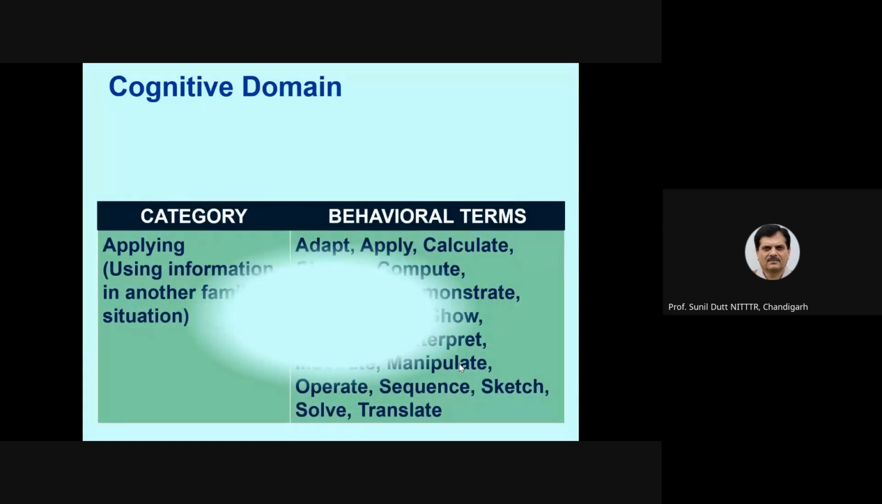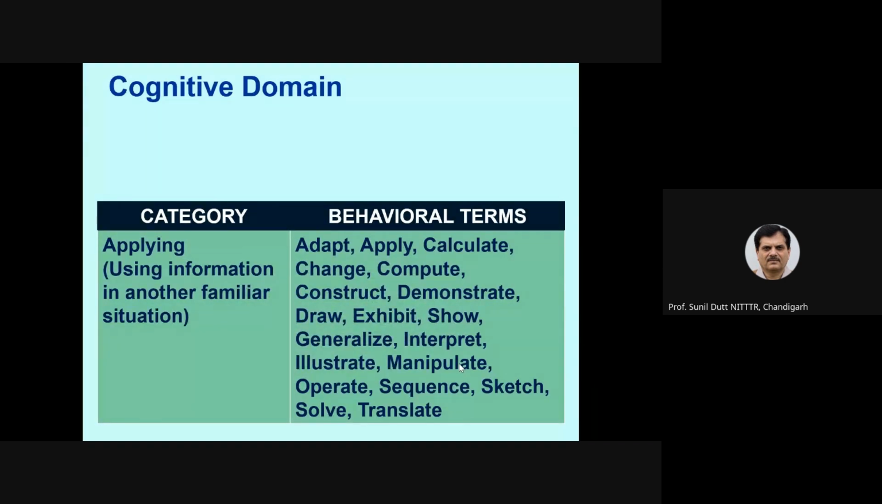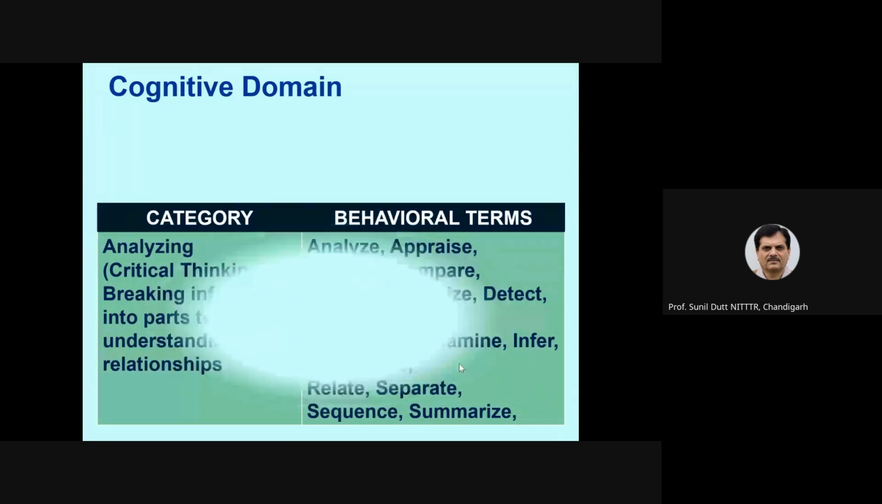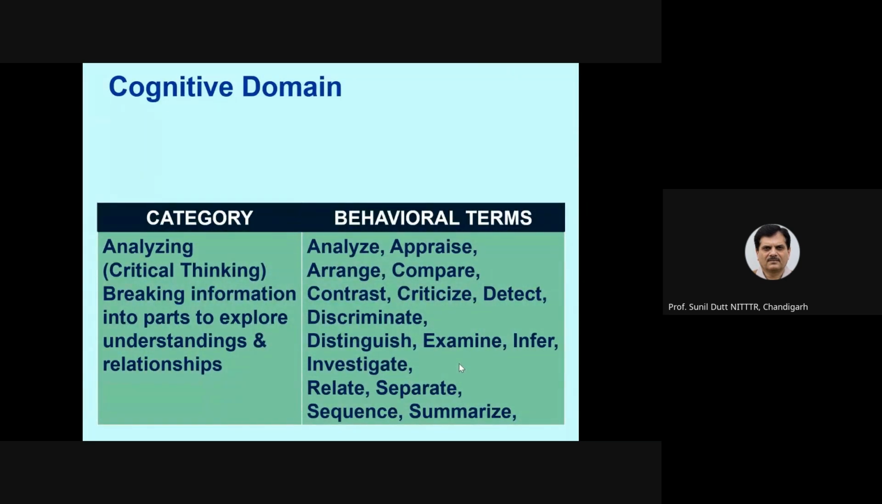Then comes ability to use learned information in another familiar situation, that is applying. Okay. So adapt, apply, calculate, change, compute, demonstrate, draw, exhibit, show. These are some of the behavioral terms. Then comes analyzing, which involves critical thinking. Analysis means breaking something into its constituent parts and looking for various relationship.